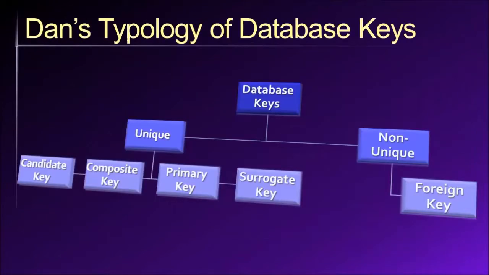In the coming slides, we will take a look at many different types of database keys. But before I begin this exploration of keys, I wanted to present what I call Dan's topology of database keys. And I hope this will help you to understand the relationships among the different types of keys that we will discuss today. So you can see that all database keys can be subdivided into 2 major groups, unique or non-unique.